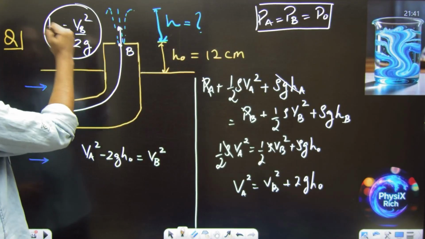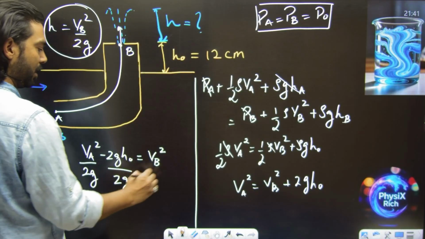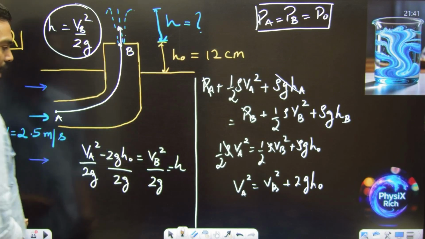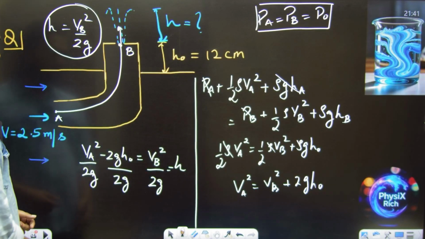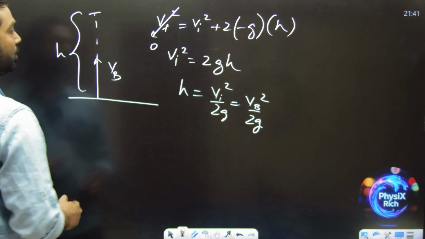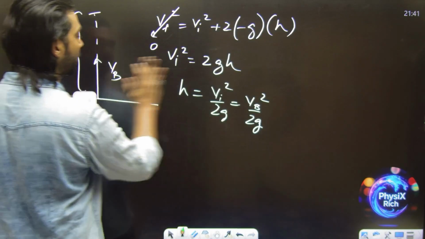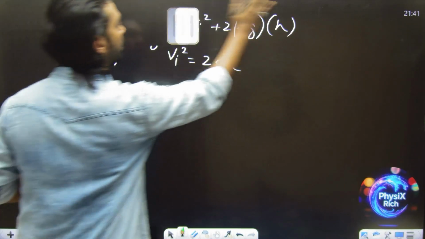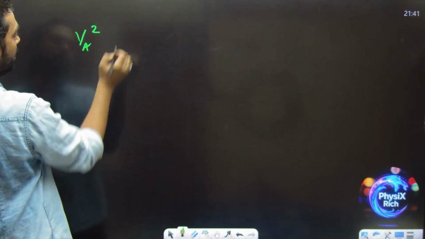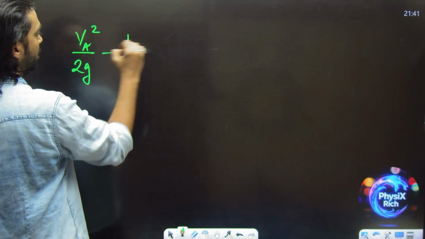And that's what we are looking for. We are looking for Vb square upon 2g. So why don't we do one thing? We just divide the entire equation with 2g, and that is our answer, h. So ultimately, I am supposed to find out Va square upon 2g minus h naught. So what am I supposed to find? Let me just write over here that I'm looking for Va square upon 2g minus h naught.